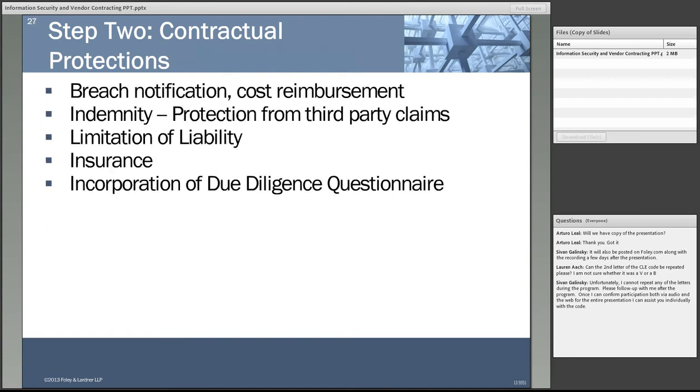So we're moving on to some additional contractual protections. You want to think about breach notification, and we'll talk about this in connection with the limitation of liability as well. What do they do? What are their obligations when they're made aware of a threat or a potential breach or a real breach? What do they need to do? How do they need to contact you?